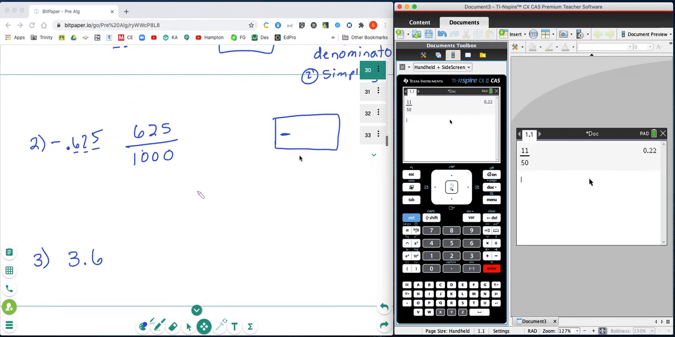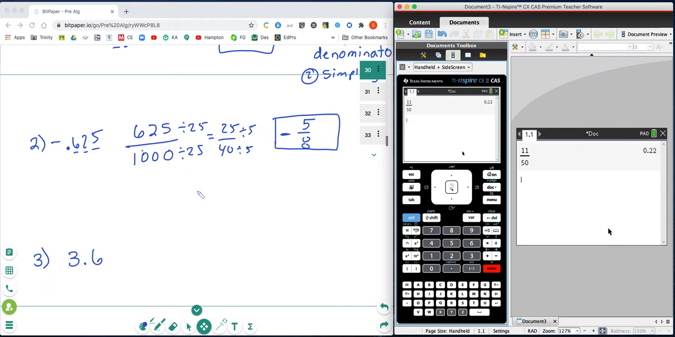Now, these numbers both end in 5 and 0, so I know 5 will go into it evenly, but I'm going to try 25 since it's so large. So I'm going to divide 625 by 25, and that's going to give me 25 over 40. Now, they still both end in a 5 and a 0, so I'm going to divide by 5 again. And I'm going to get 5/8. And of course, the answer is negative because the decimal was also negative.